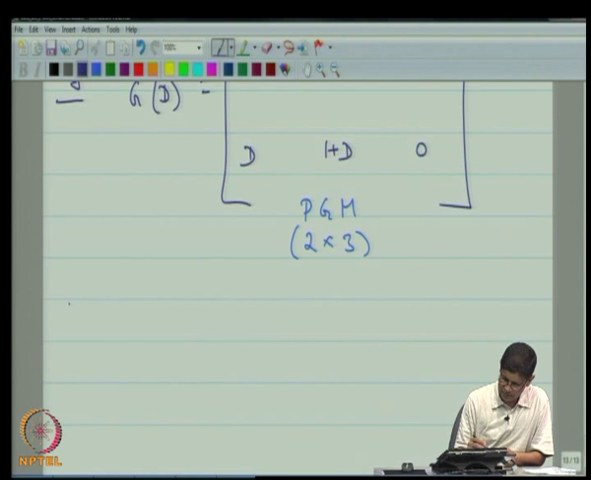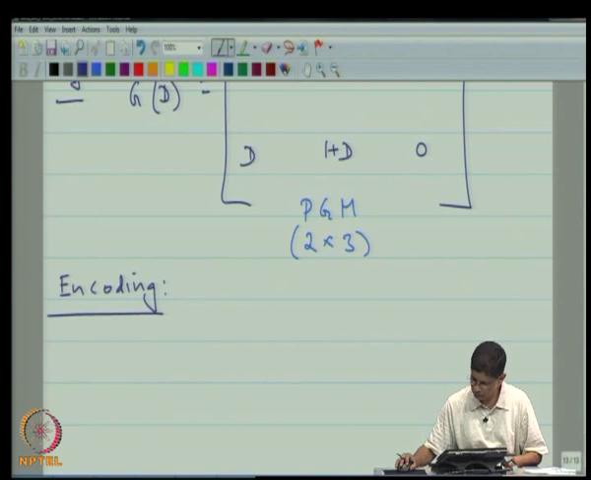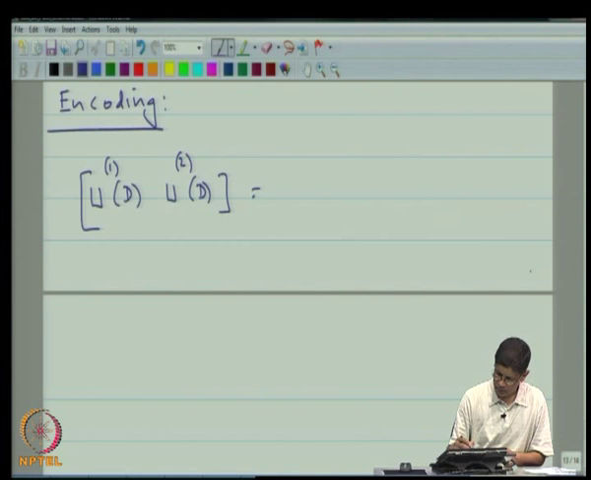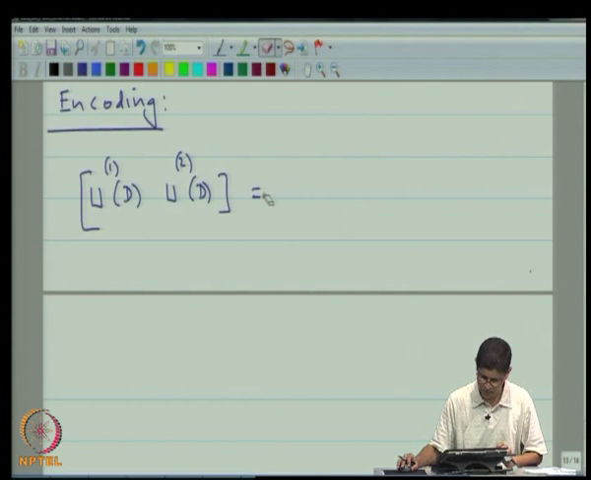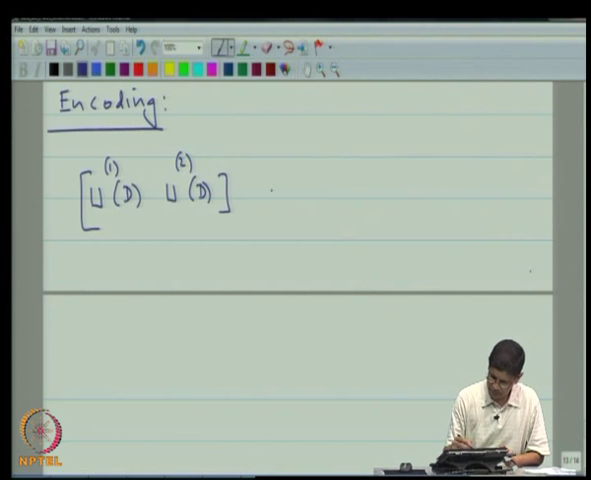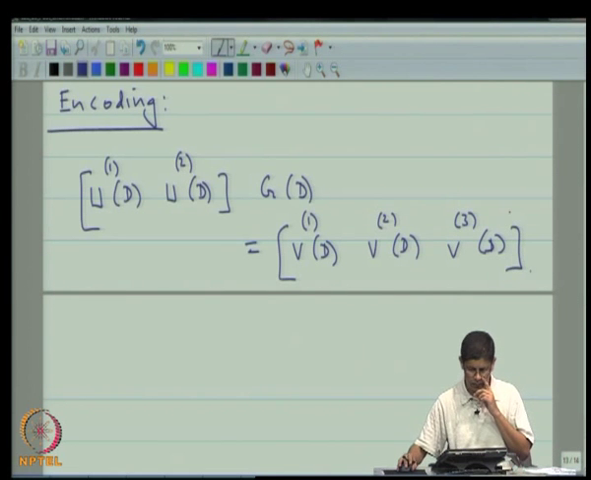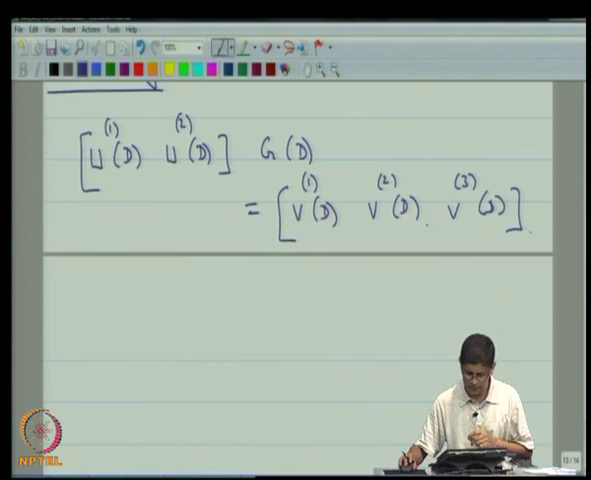So, the encoding operation would be represented by u1 of D, u2 of D times the polynomial generator matrix G of D is equal to V1 of D, V2 of D, V3 of D. So, this is how you would actually encode. There would be 3 outputs and 2 inputs.